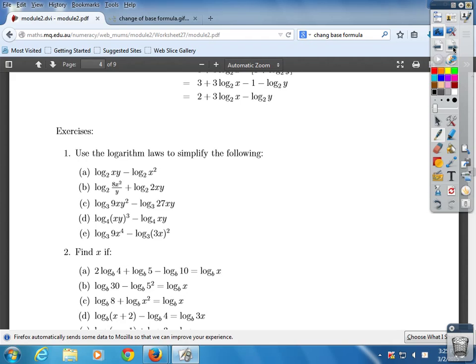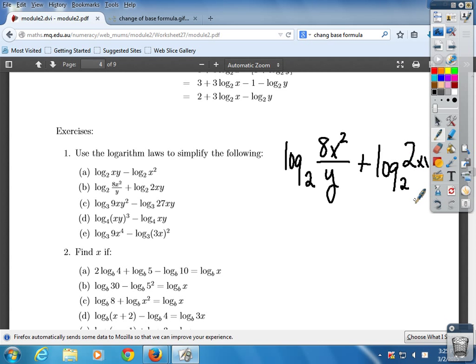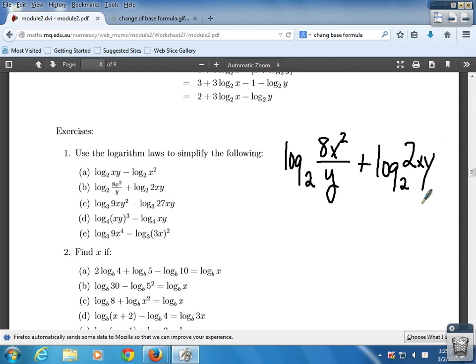Okay. So let's try this. This one says log base 2 of 8x squared over y plus log base 2 of 2xy. We're out of room. You get the roll while y'all are working on that one.